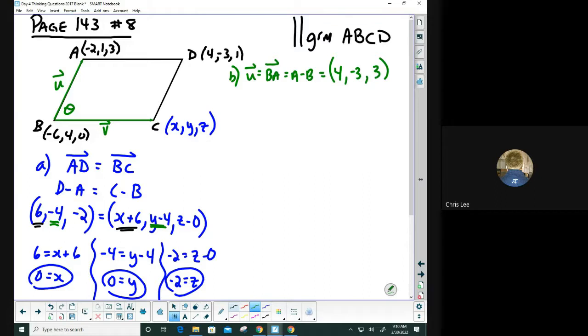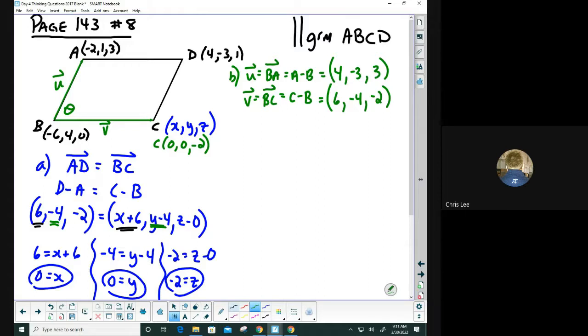And let's do V. What is vector V with the letters given the endpoints? BC. Yep. Which means C minus B, right? We just figured out what C was. C was 0, 0, negative 2. So do that subtraction. So 0 minus 6, so that's a 6. 0 minus 4, and then negative 2 minus 0 is negative 2. You guys get that too? Yep.